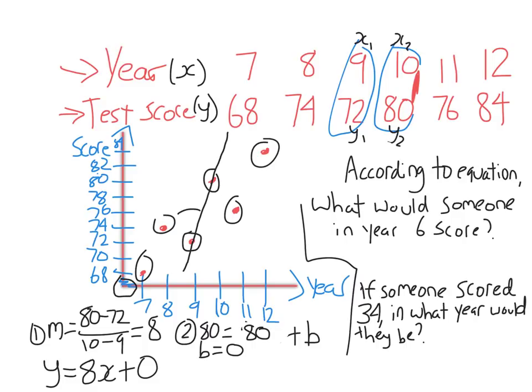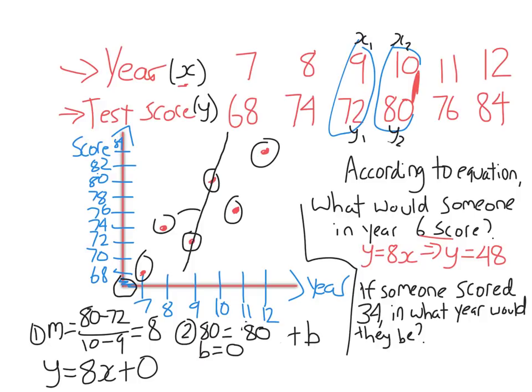So now that we have found the equation of our line of best fit, we're going to use this to answer some questions. So according to our line of best fit, what would someone in year 6 score? So year is the x value. So all we're doing is taking our equation y equals 8x and substituting x for 6. So if x is 6, y would just be 8 times 6, which is 48. So our line of best fit predicts that someone in year 6 would score 48.